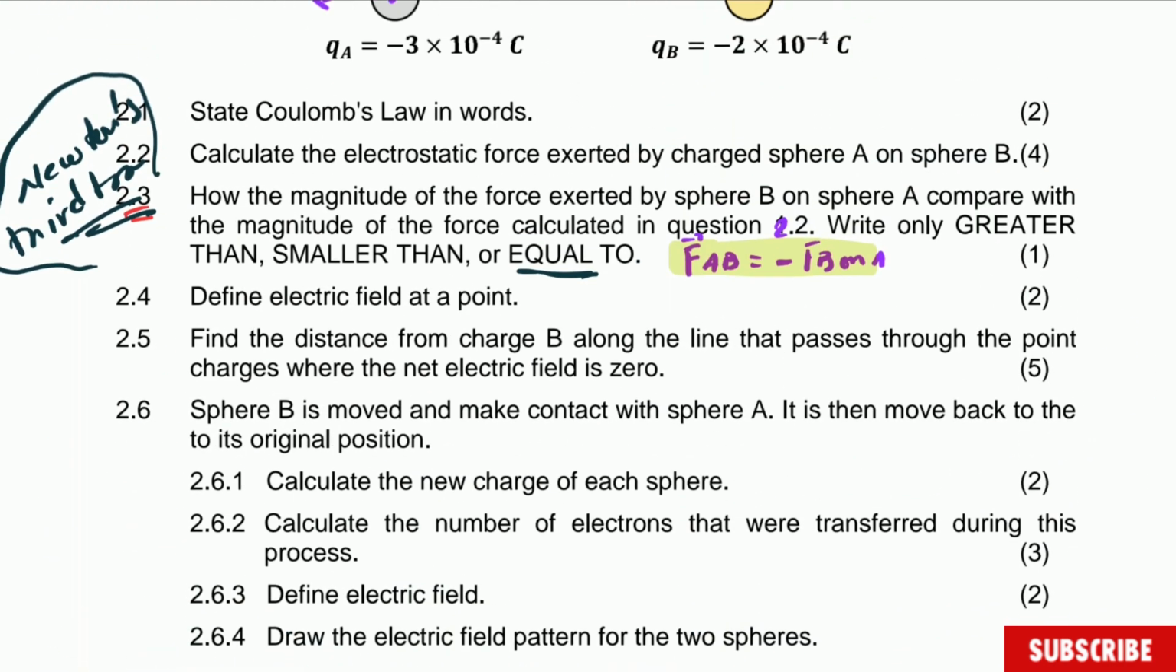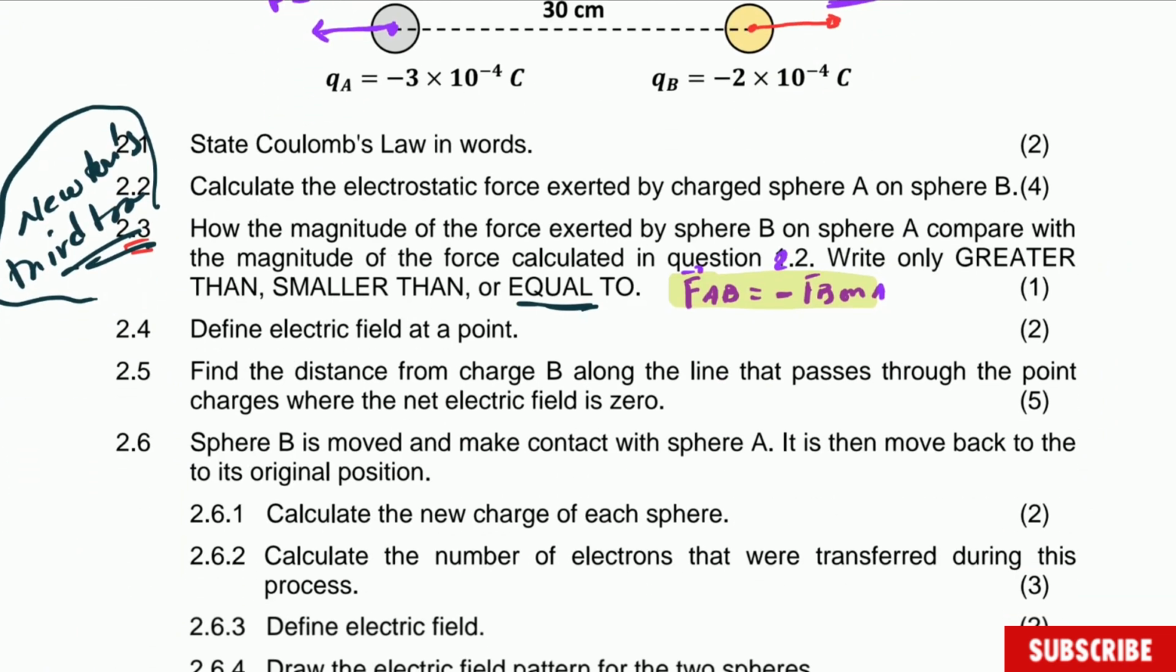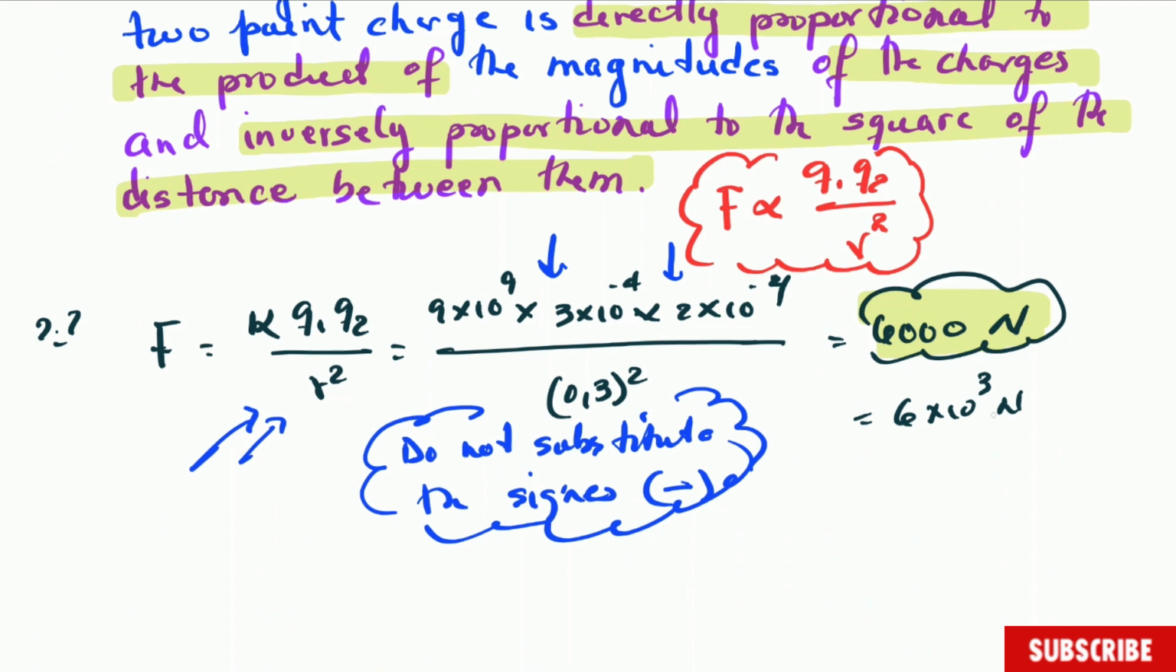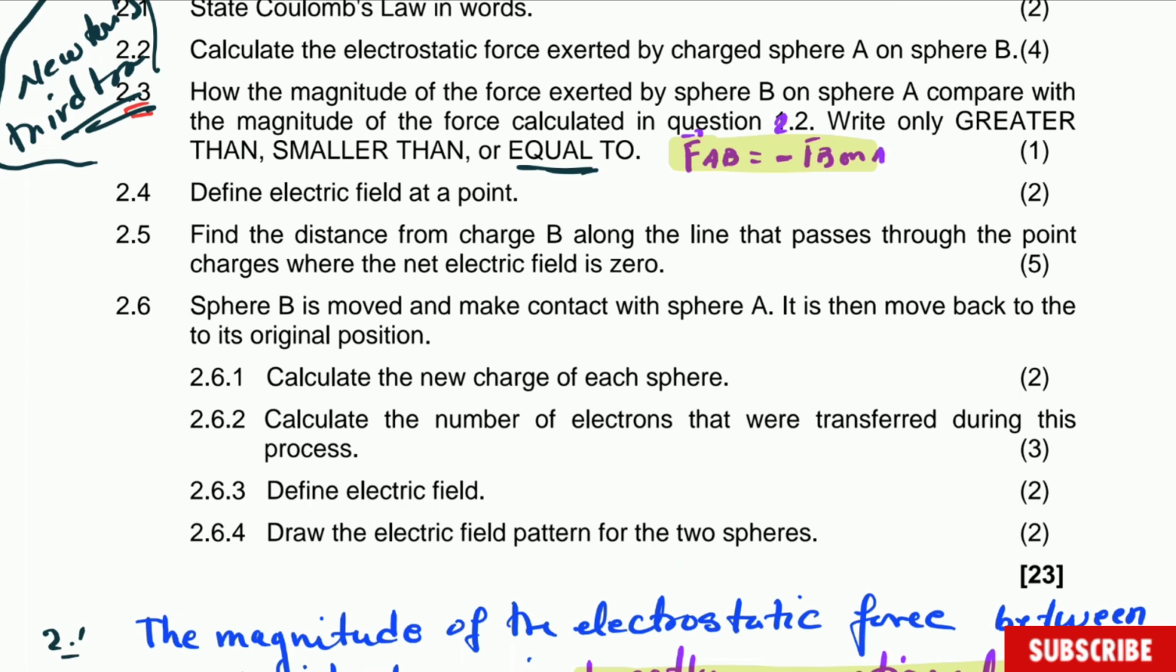Now the question here was calculating the force, and force has a direction. So in this case, we are going to say that it is away from B. You can write to the right as well, and it won't be a big problem here. So let's write the direction here, and I am going to write to the right. I don't like to write too much. I prefer to say away, but the thing is, you must have direction. That is question 2.2, question 2.3 we already answered, and we go into question 2.4. Define electric field at a point.